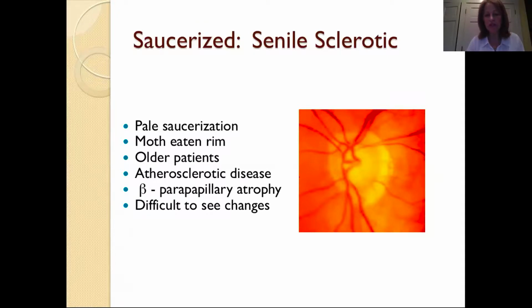So pale saucerization, moth-eaten rim, and this is often associated with older patients who have atherosclerosis. It's also very often associated with beta peripapillary atrophy. So here's the edge of the disc, and it's hard to call the edge of the rim. It just sort of slopes. But this is beta peripapillary atrophy around the optic disc. And it's sometimes very difficult to see changes because it's just a gradual change in slope. It's not a sharp edge of the rim that's changing.